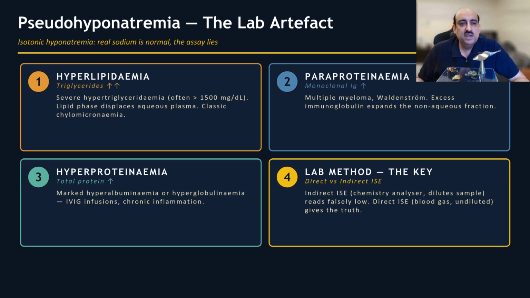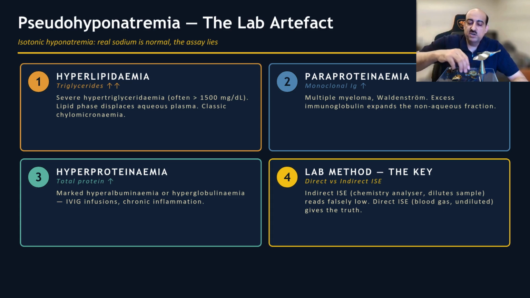So the indirect ion selective electrode method assumes the normal proportion of plasma, which is around 93% water and 7% non-aqueous component. Because it involves a dilution method, when it dilutes, it assumes that the proportion is normal, which now it is not, because the non-aqueous component may be higher than 7%, 10, 15, 20, 30, whatever. And with that assumption, the calculated sodium level becomes low.